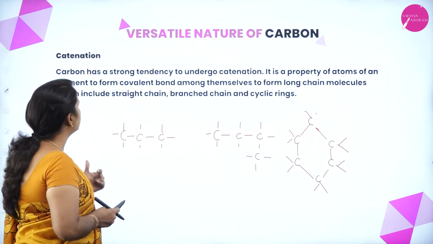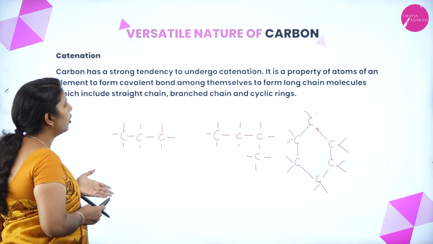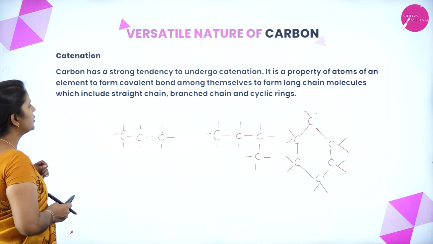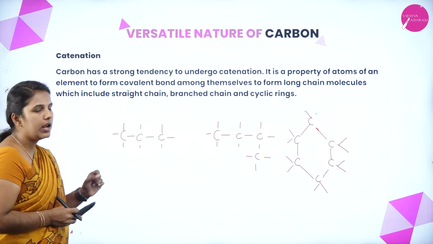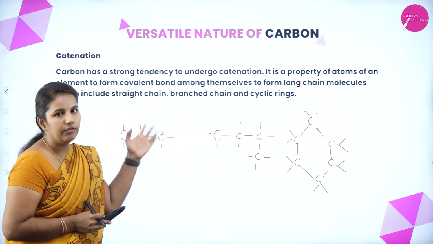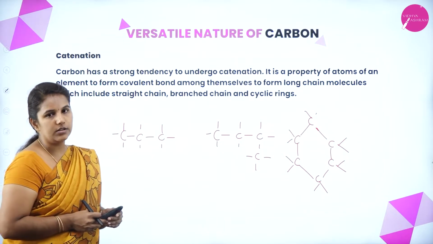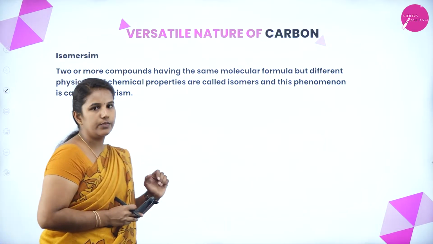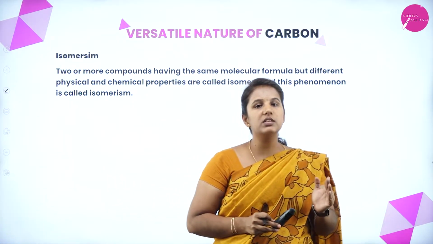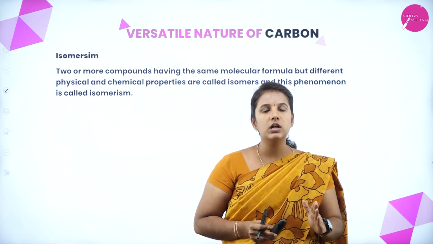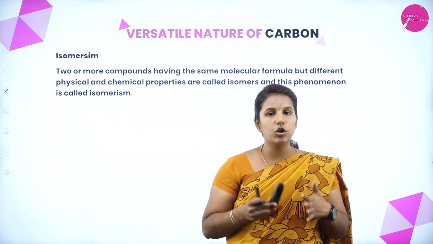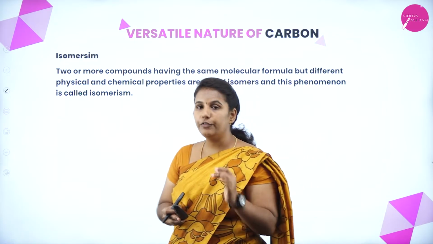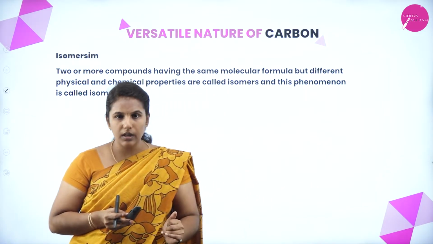This property of an atom of an element to form covalent bonds among themselves to form a chain molecule, which includes straight chain, branched chain as well as cyclic rings, we call it as what? Catenation. Okay. We have one more property, that is isomerism. We all know that isomers are nothing but compounds which have the same molecular formula but differ in physical and chemical properties.